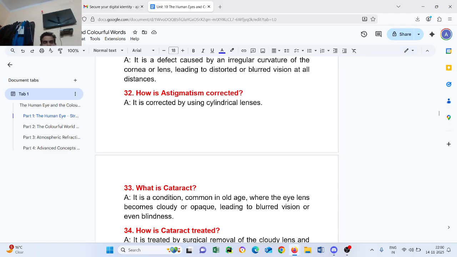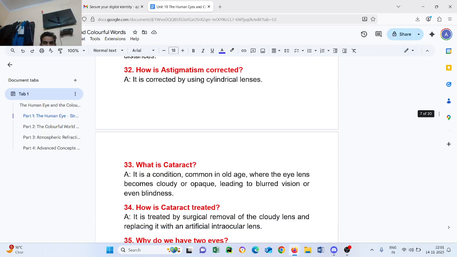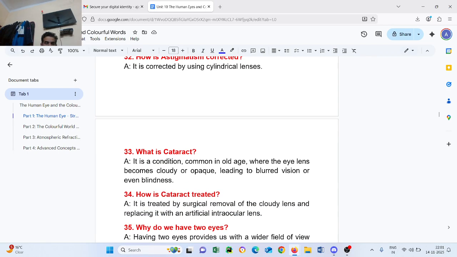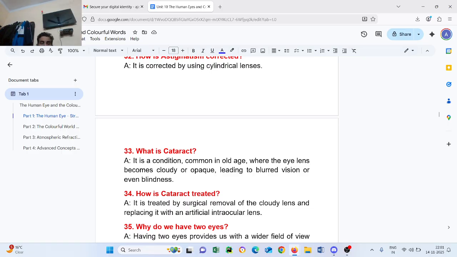Cataract. It is a condition common in old age, where the eye lens becomes cloudy or opaque, leading to blurred vision or even blindness. Question number 30. How is cataract treated? It is treated by surgical removal of the cloudy lens and replacing it with an artificial intraocular lens.